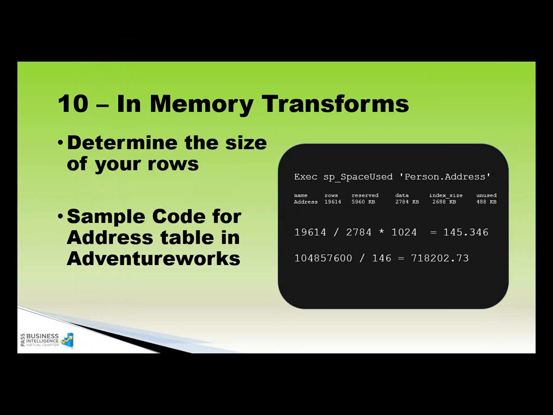Basically what you run, in this instance, is looking at the space used for Person.Address, which came from AdventureWorks. It's showing me that when I run this, 19,614 rows came back, and it took up 2,784 kilobytes. If I divide that and multiply by 1024, then I can get a number that I can use to determine my buffer size. That's how this calculation works, and that's how you can determine what size you should set your buffer to be.